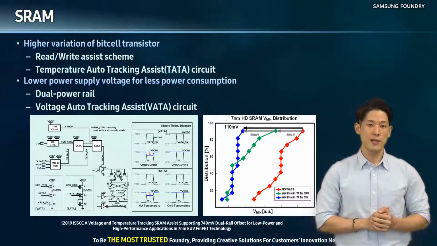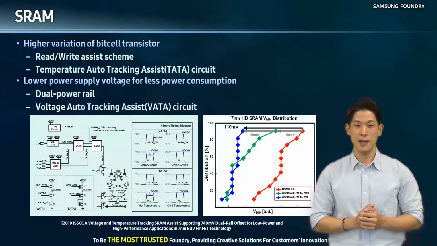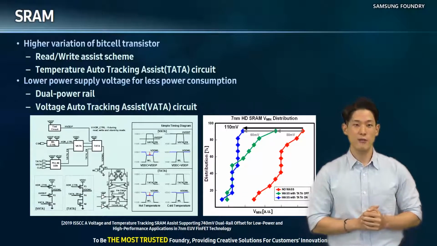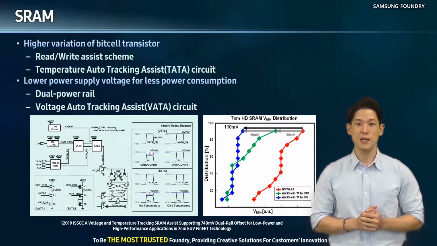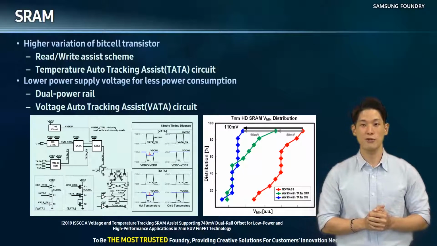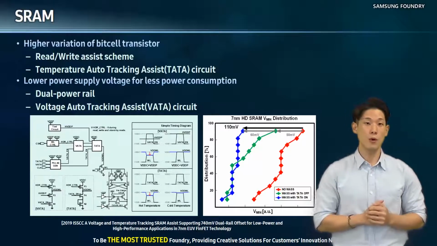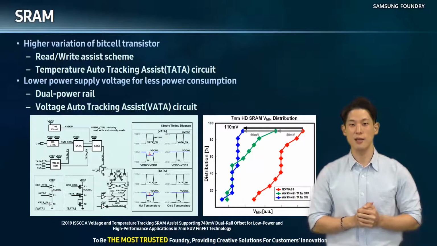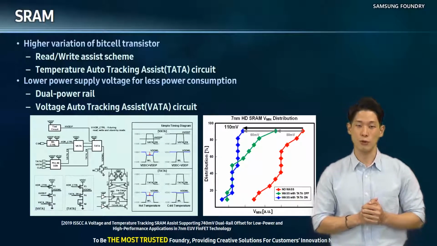We mainly use VDDC lowering for write assist and word line underdrive for read assist. However, the reduction of the bit cell read current and speed have been issued in this word line underdrive scheme. So we are applying temperature auto tracking assist, which is called TATA circuit, to adjust the word line level according to the temperature.